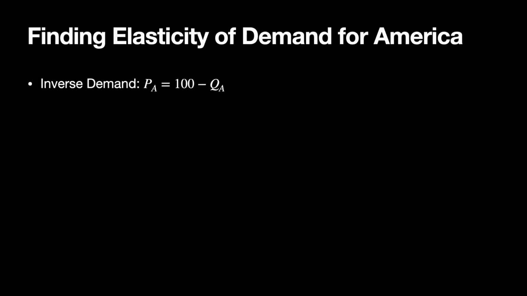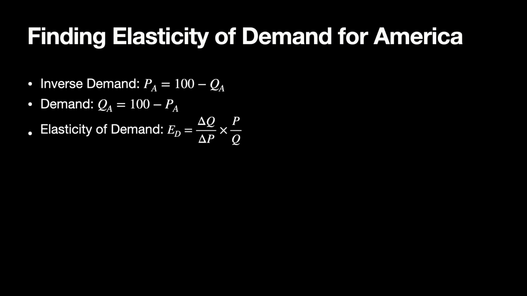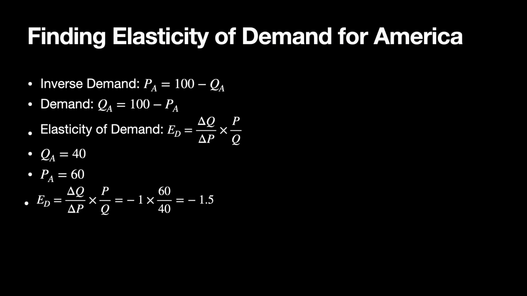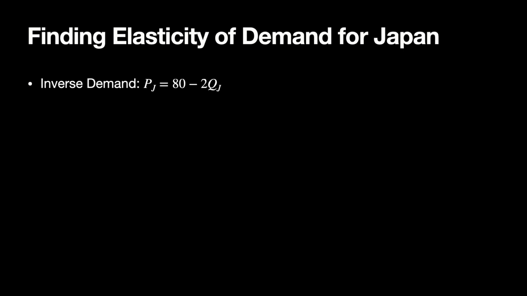Let's verify. First, let's find the price elasticity of demand for the American market. To do this, we need to first rearrange the inverse demand function to find the demand function by solving for Q. After we do this, the slope coefficient on P is the change in Q over the change in P in the price elasticity of demand equation. Plugging in the values for price and quantity that we solved for before gives us a price elasticity of demand of negative 1.5.